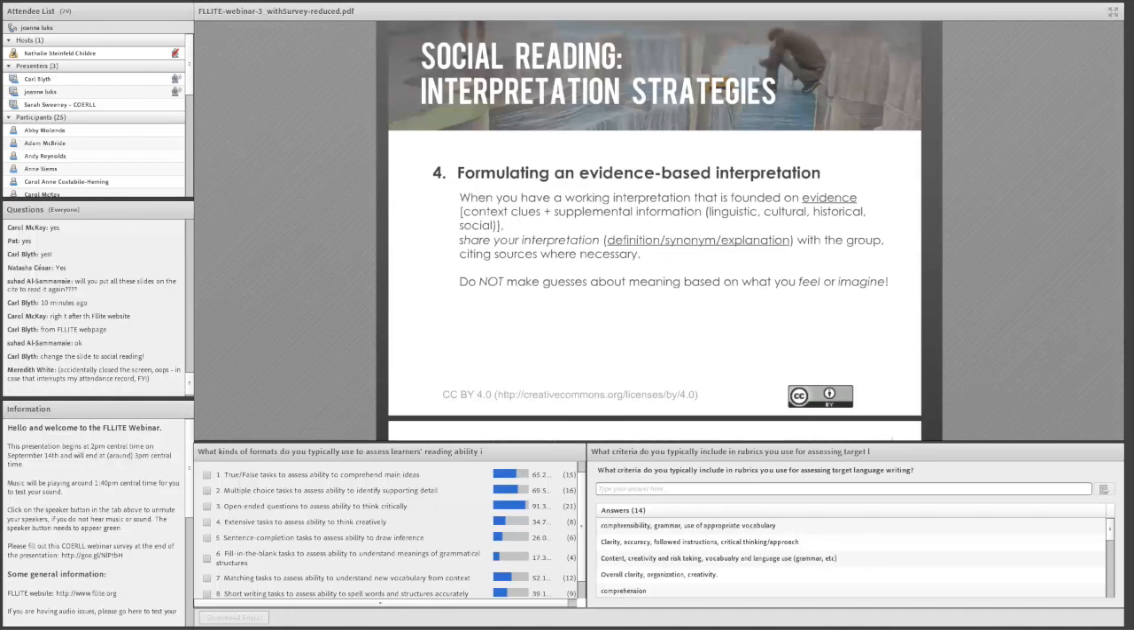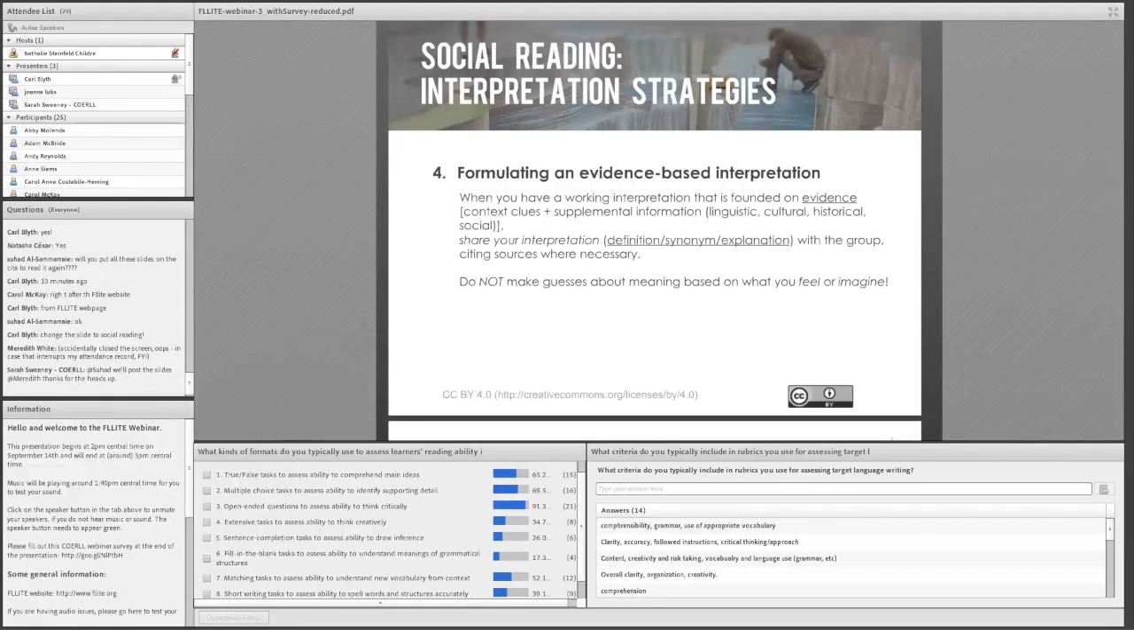The fourth and final step then is formulating an evidence-based interpretation. So when you have a working interpretation that is founded on evidence, and here the way I define it is context clues plus supplemental information, so this can be linguistic or cultural, historical, social, then share your interpretation, and again I define this as a definition, a synonym, an explanation with the group, citing sources where necessary.